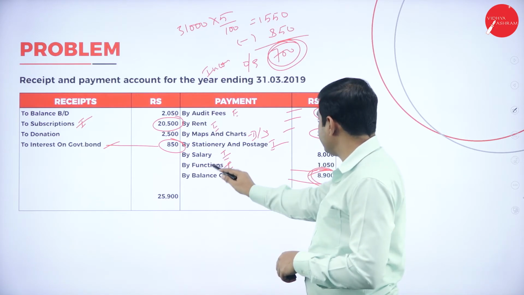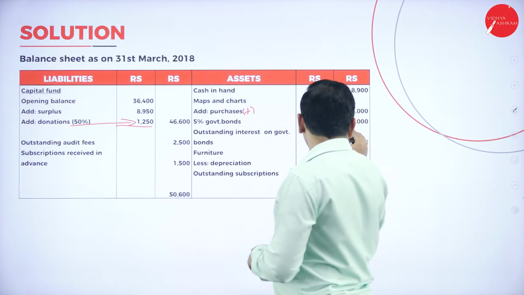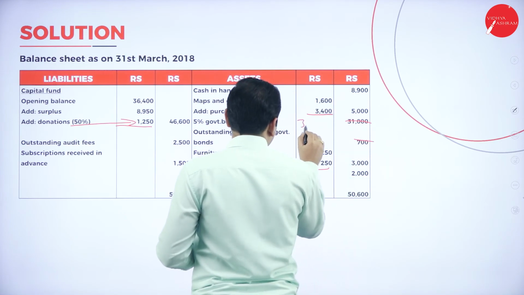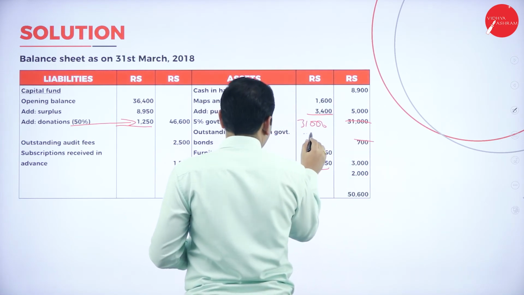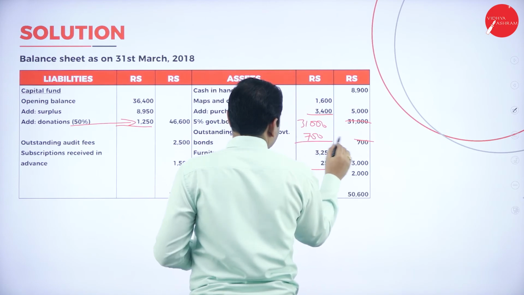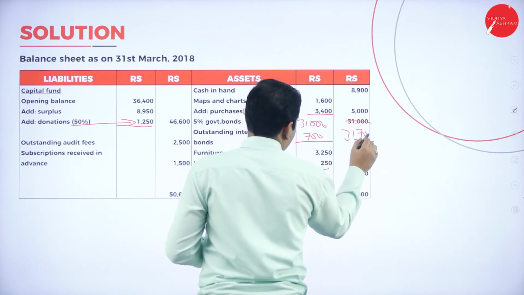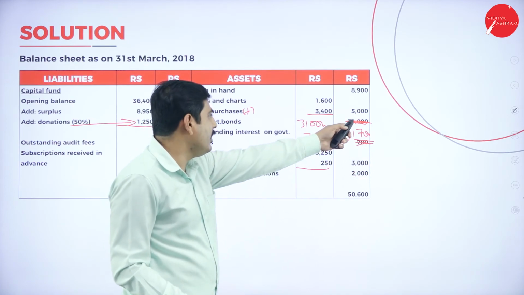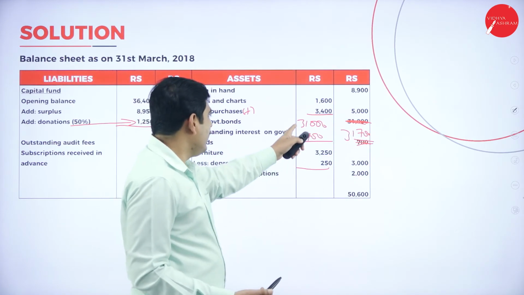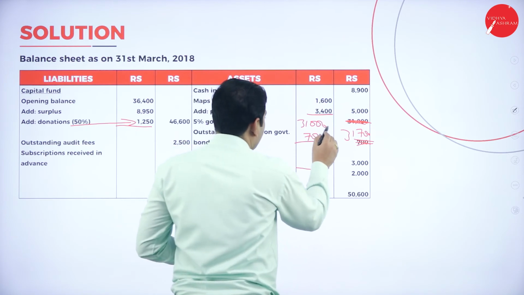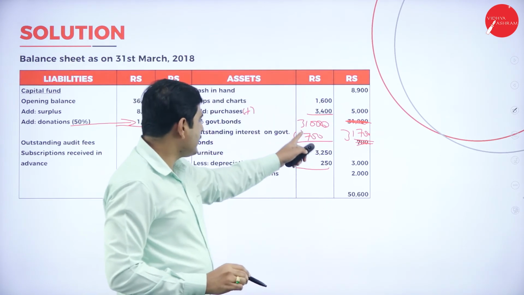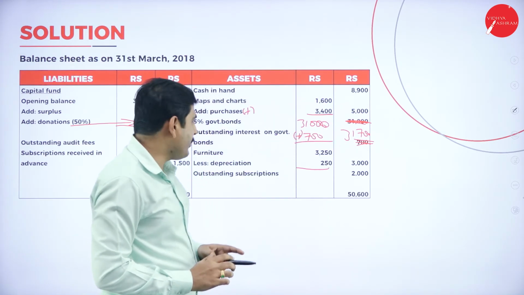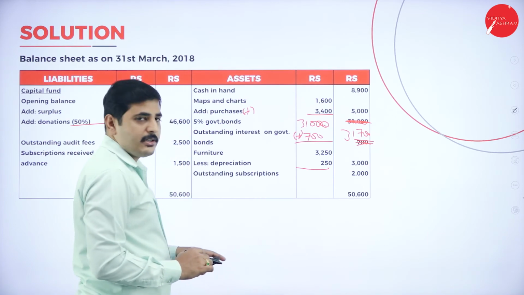So government bonds is 31,000. We can add it here, in the inner column, 31,000. Add 700 rupees, and later we can show it as 31,700. Instead of showing it separately, we can show it like this also. It is okay, you can do it in the outer column also. Otherwise, in the inner column we write again, add the interest outstanding, 31,700 rupees. Next one, furniture, we have depreciation.